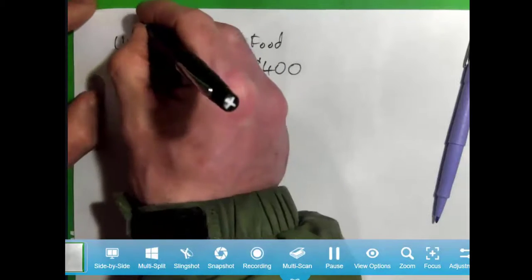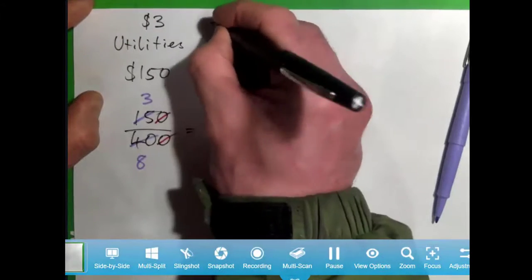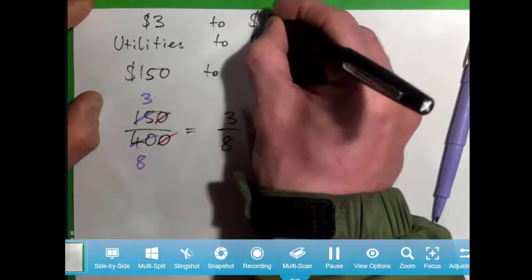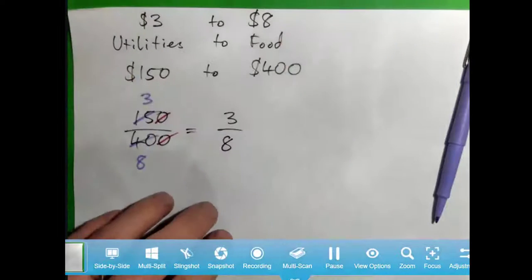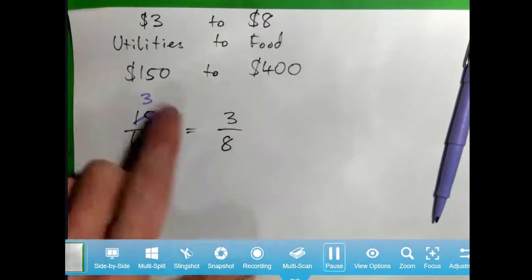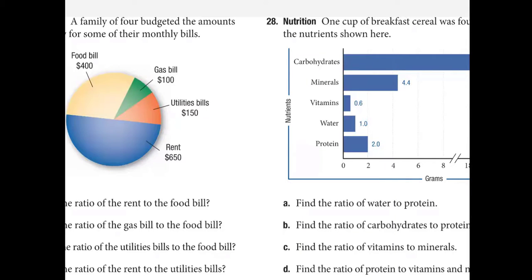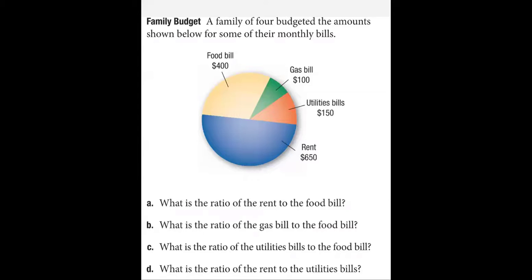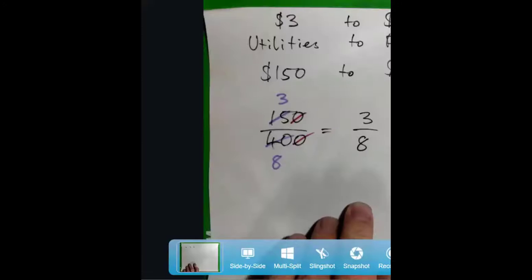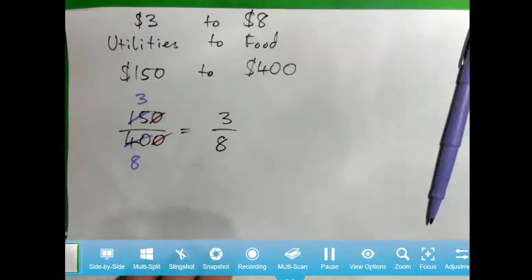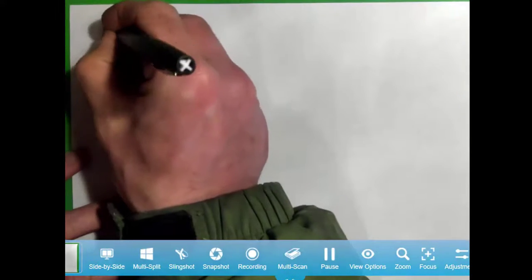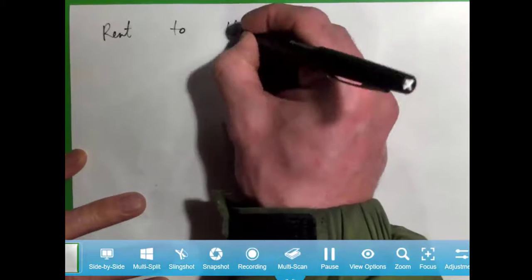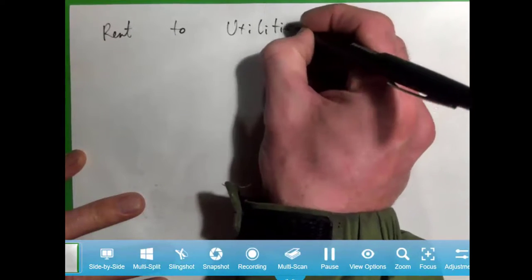So that is 150 over 400. Simplifies to 3/8, and it simply means for every $3 in utilities, we spend $8 on food, right? Got it. Or for every $8 on food, $3 on utilities, right? And then the last one, the ratio of rent to utilities. Rent is 650, utilities is 150, right? Yes. Just do that one real quick while we're at it. So rent to utilities. Rent is 650. Utilities is 150.